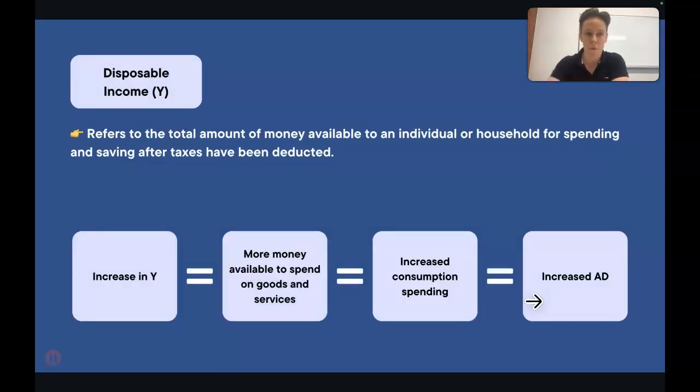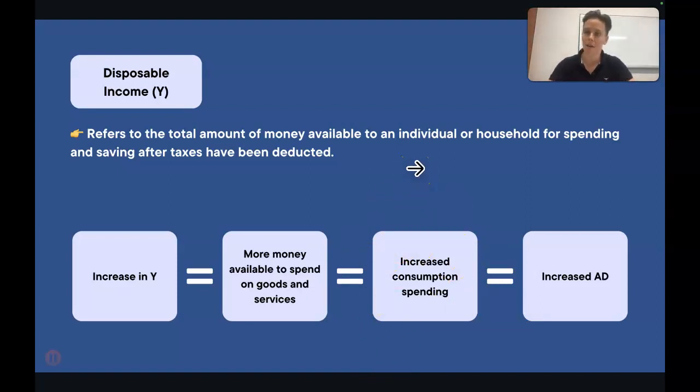So the first one is disposable income. This refers to the total amount of money available to an individual or household for spending and saving after taxes have been deducted. So basically, if you've got more money to spend, it's highly likely that you will spend a segment of it, maybe not all of it, you might save some of it, but the idea is if you've got more money to spend, you're probably going to get out there and spend it. So we should start to see increases in consumption spending.